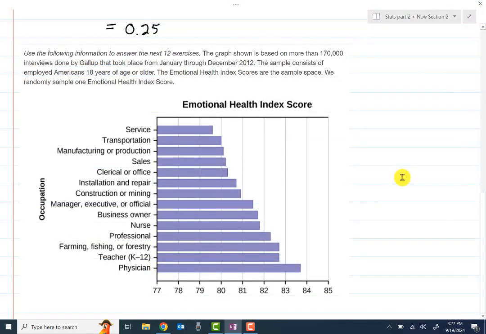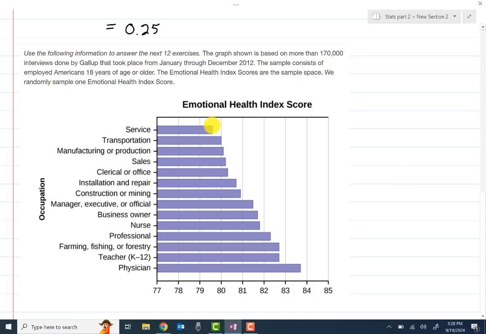This problem comes out of your textbook. It's problems like 68 through 78. Let me read through this. It says the graph shown is based on more than 170,000 interviews done by Gallup, and it doesn't matter when they took place, but the sample consists of employed Americans 18 years of age or older. The emotional health index scores are the sample space. So the scores are the sample space. We randomly select one emotional health index score.